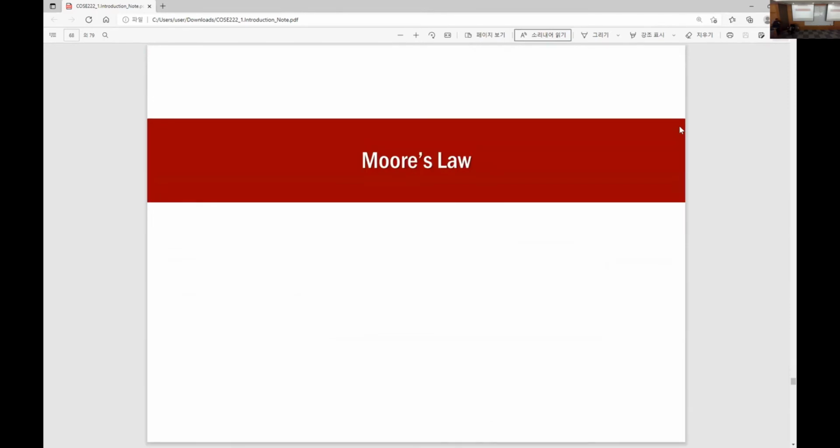Okay, so now I will discuss Moore's law. Actually, Moore's law is a very popular law. So who is Moore? Moore is the name of Gordon Moore. He was a CEO of Intel Corporation, the CPU manufacturer.